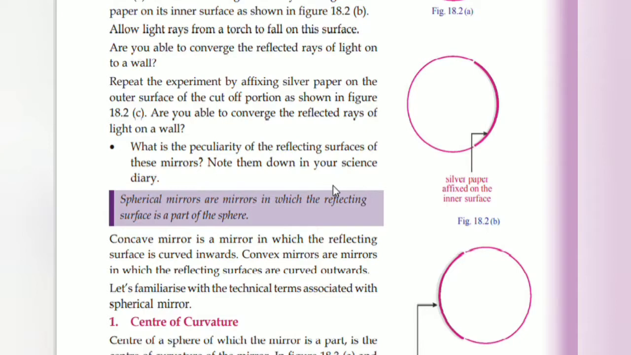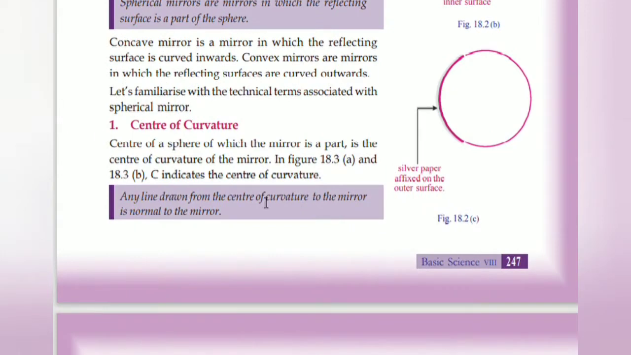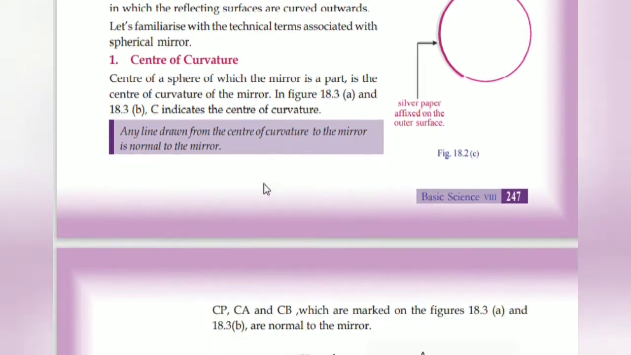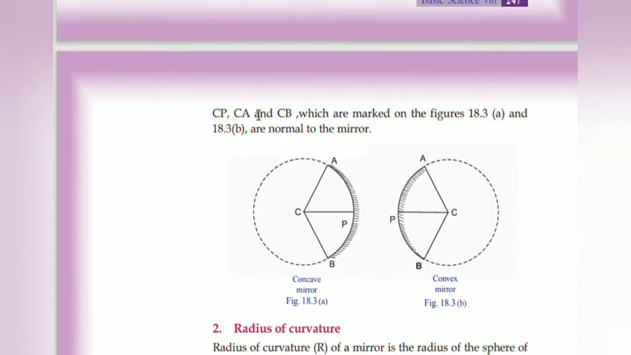Let's become familiar with the technical terms. Center of curvature: the center of the sphere of which the mirror is a part. Any line drawn from the center of curvature to the mirror is normal to the mirror. CP, CA, CB are marked in these figures.